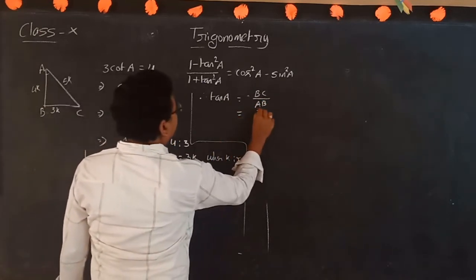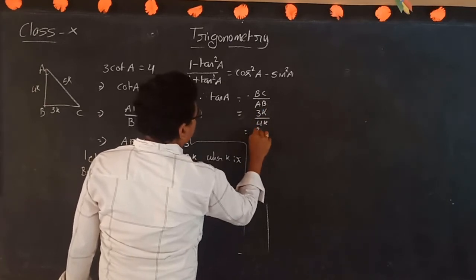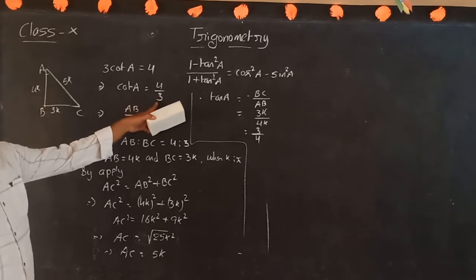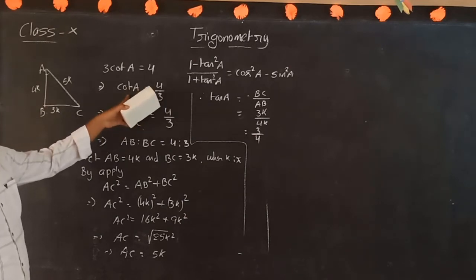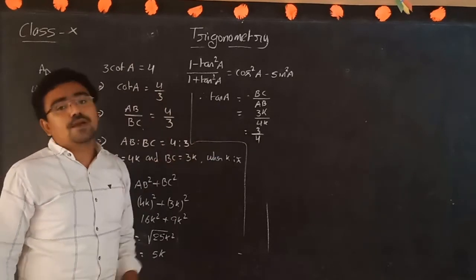BC how much? 3K. 3K by 4K. K will cancel. 3 by 4 will come. Otherwise, 4 by 3 will go out now. Exactly, tan A is the reciprocal of cot A. Then you can add the tan A value, 1 by cot A. Okay, right? What will come? 3 by 4 will come.